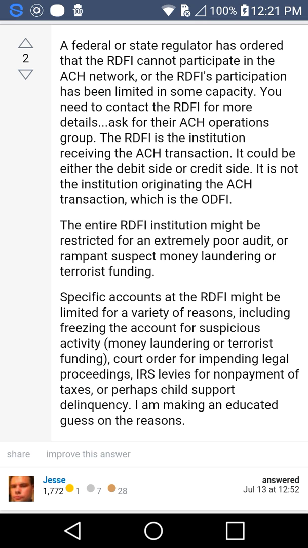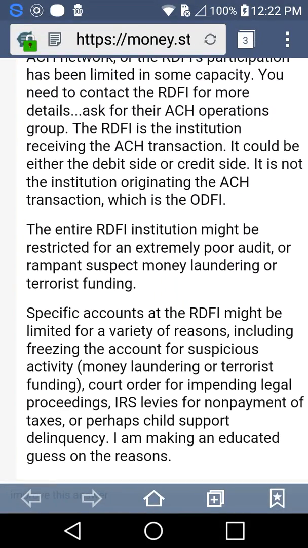The RDFI is the institution that is receiving the ACH transaction. It could be either the debit side or the credit side. It is not the institution originating the ACH transaction, which is the ODFI. These are abbreviations, people, for the originating and the receiving banks, okay? The entire RDFI institution might be restricted for an extremely poor audit or rampant suspected money laundering or terrorist funding. Specific accounts at the RDFI might be limited for a variety of reasons, including freezing the account for suspicious activity, money laundering, or terrorist funding, court orders for impending legal proceedings, IRS levies for non-payment of taxes, or perhaps child support delinquency. I am making an educated guess on all the reasons.